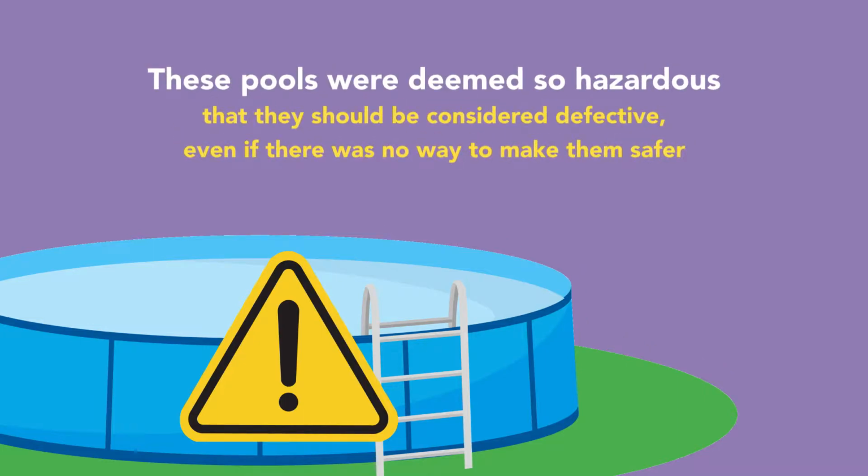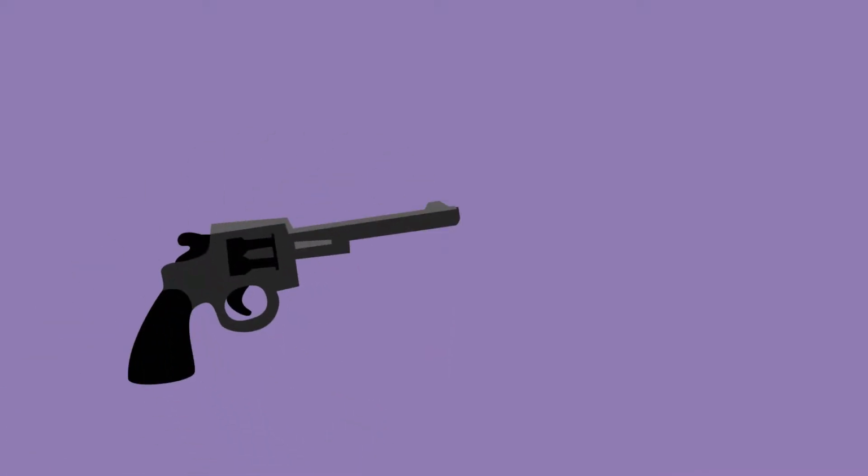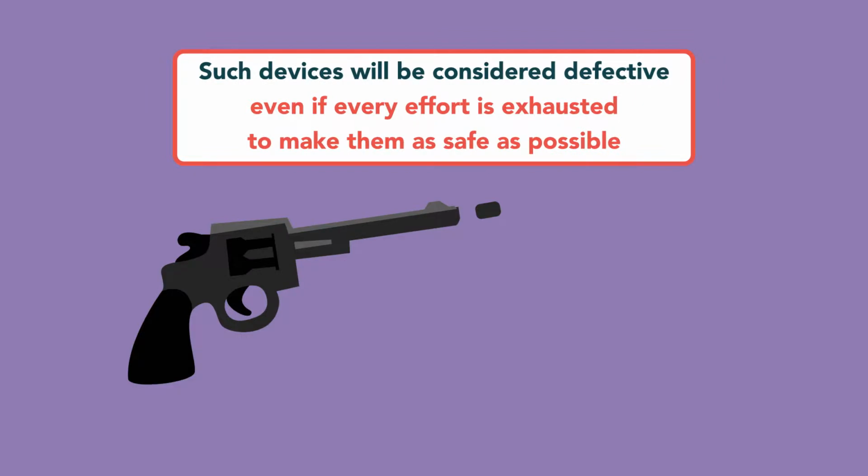One case in which a product was determined to be unavoidably unsafe involves certain above-ground pools. These pools were deemed so hazardous that they should be considered defective, even if there was no way to make them safer. Another example, often considered to be in the unavoidably unsafe category, are realistic-looking toy guns that shoot rubber bullets. Such devices will be considered defective even if every effort is exhausted to make them as safe as possible.